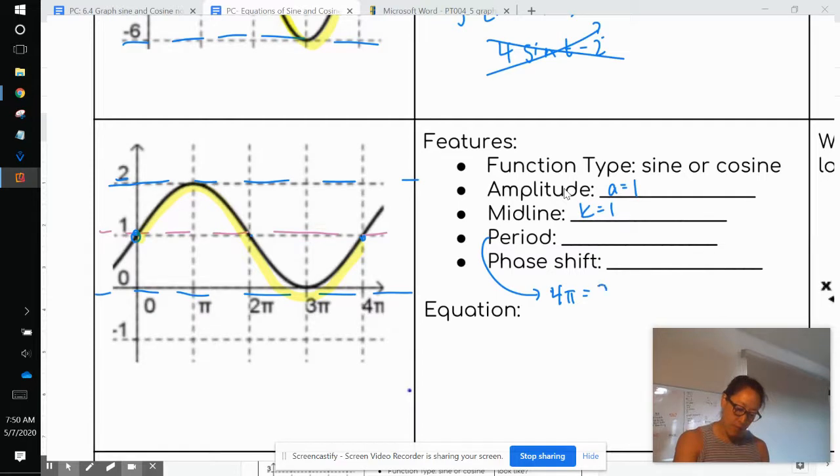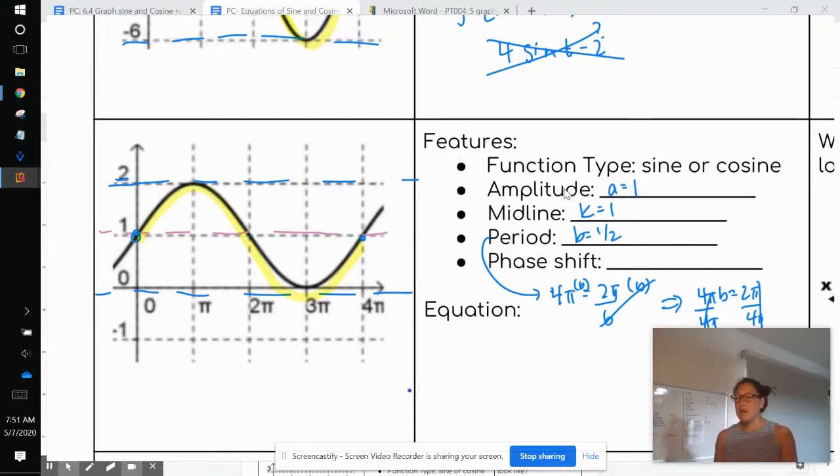Okay. To get the calculation, we do 2 pi divided by b. Multiply b by both sides. So I get 4 pi b is equal to 2 pi, so b is equal to 2 pi divided by 4 pi, which is 1/2. So really I'm like walking half as fast, so it's going to take me twice as long to get home, is what you can think.